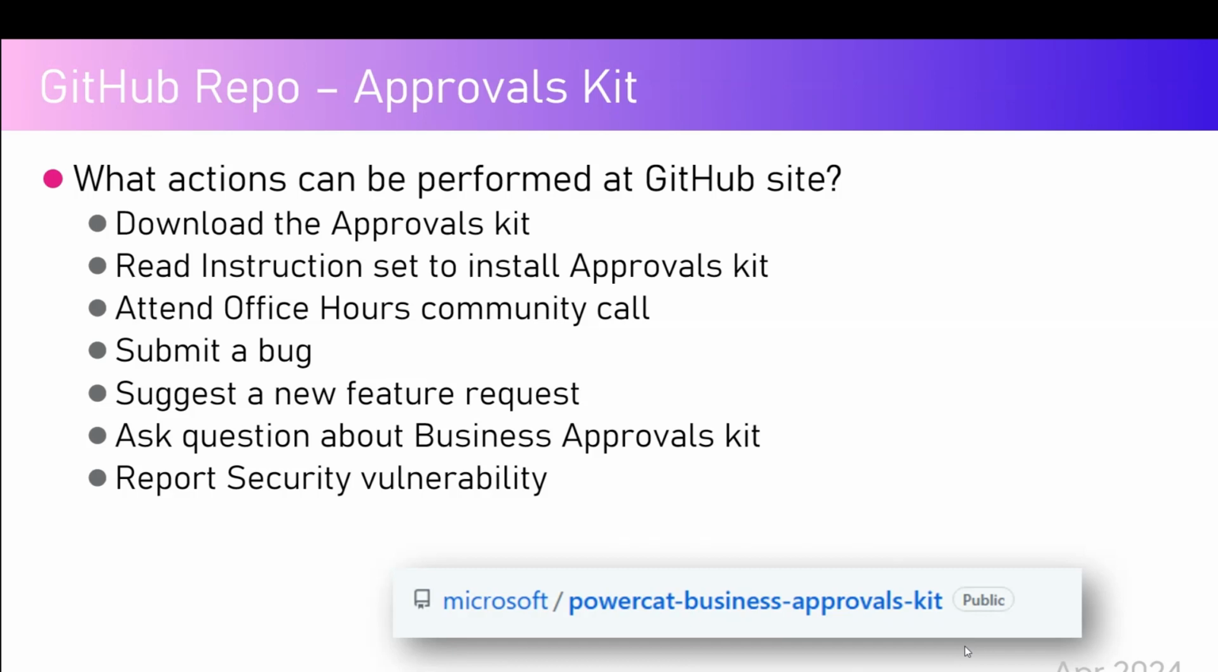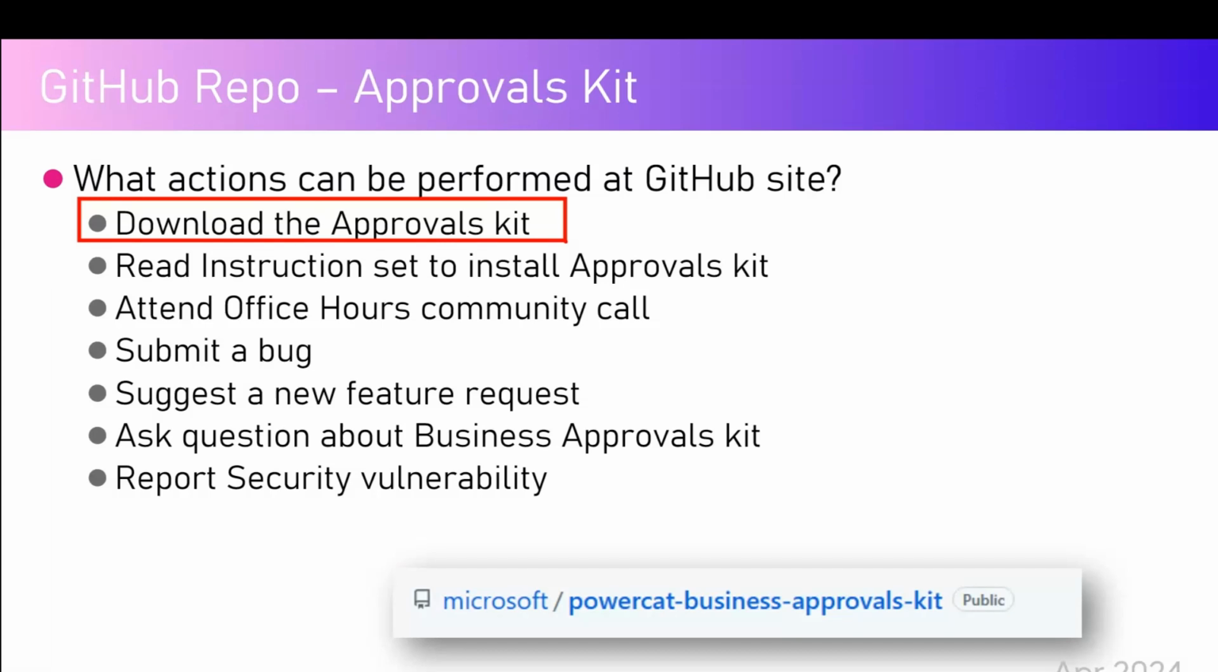I'm going to share the link in the video description. However, if you navigate to Microsoft slash PowerCAT dash business dash approvals dash kit, which is a public repository in GitHub, then you can do various actions. One is you can download the approvals kit from there. That's a single source of truth from where you can download the approvals kit.